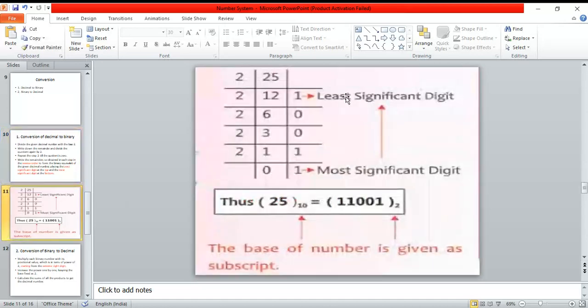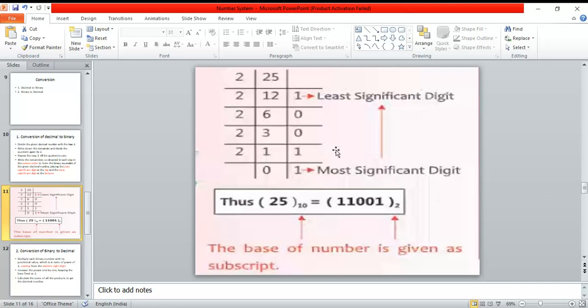Let's take an example of 25. We divide it by 2. 2 into 12 gives us 24 and leaves the remainder 1. 2 sixes are 12, remainder 0. 2 threes are 6, remainder 0. 2 ones are 2, plus 1 gives us 3. 2 zeros are 0, remainder 1. 0 plus 1 gives us 1.